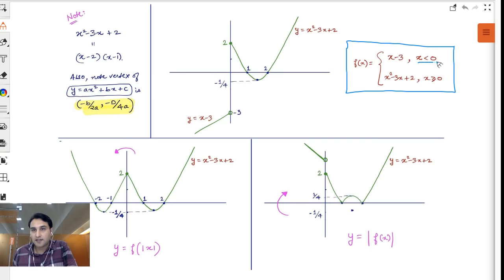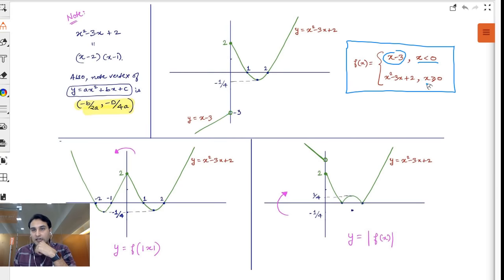When x is less than 0 you are plotting y is equal to x minus 3. You are plotting y is equal to x minus 3. Simple straight line. Y intercept is minus 3 and it is a straight line with slope 1. So I hope I don't need to explain it further. Okay. But when is this graph? When x is less than 0. When x is less than 0, then this is the graph.